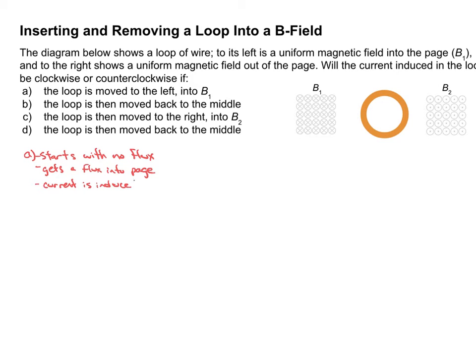For that moment. And the direction of this current needs to resist that change of flux. So the direction of the current needs to create its own magnetic field out of the page. That's Lenz's law.